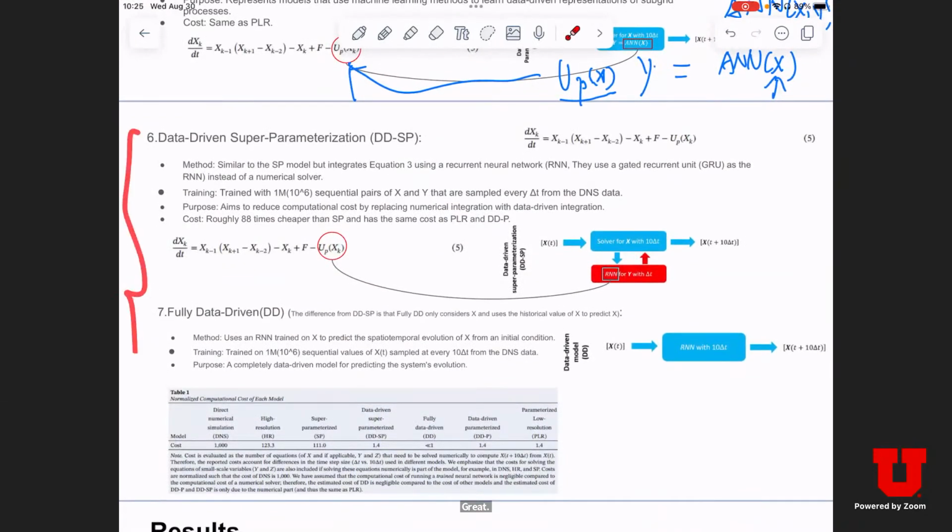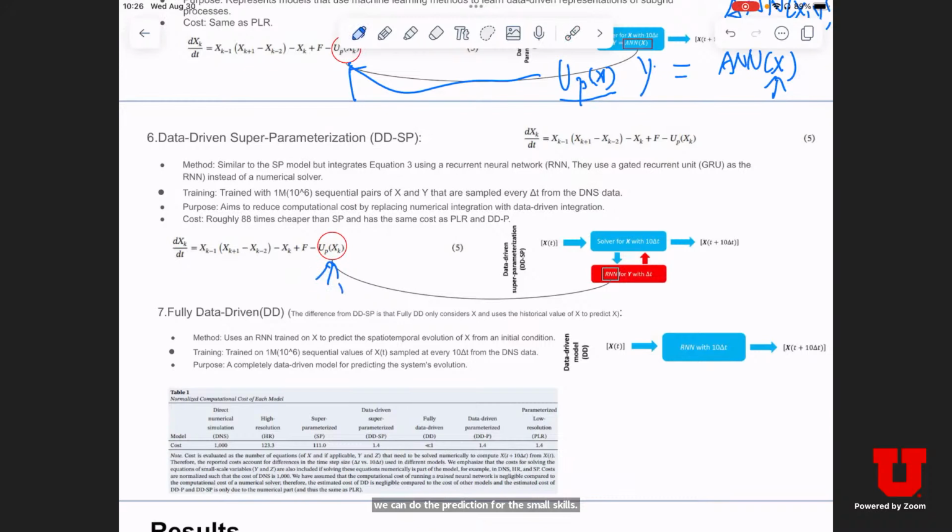And the last two models also use machine learning methods. The paper proposed data-driven superparameterization. The previous models were already proposed in another paper, so in this paper they proposed this model. The narrative of this model is they use the RNN, the gated recurrent unit, to learn the time series change for the X and Y. Once we get the well-trained RNN model, we can do the prediction for the small scales.